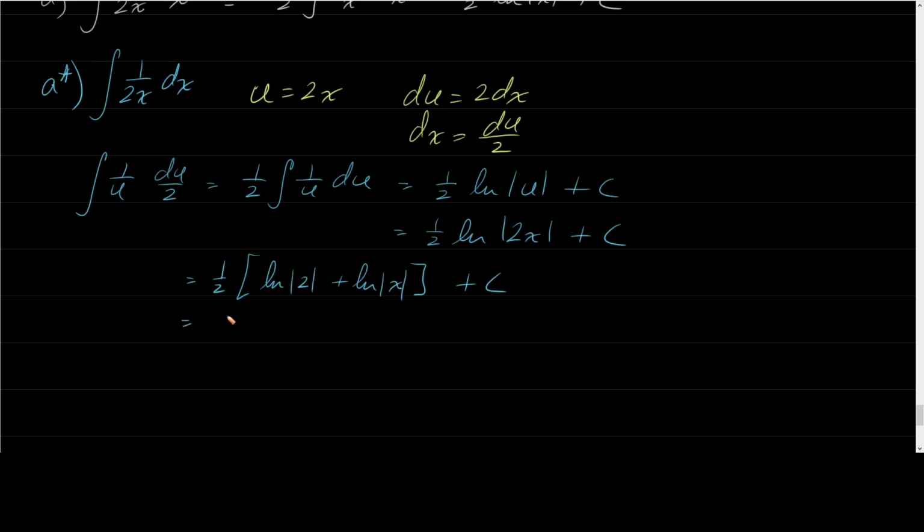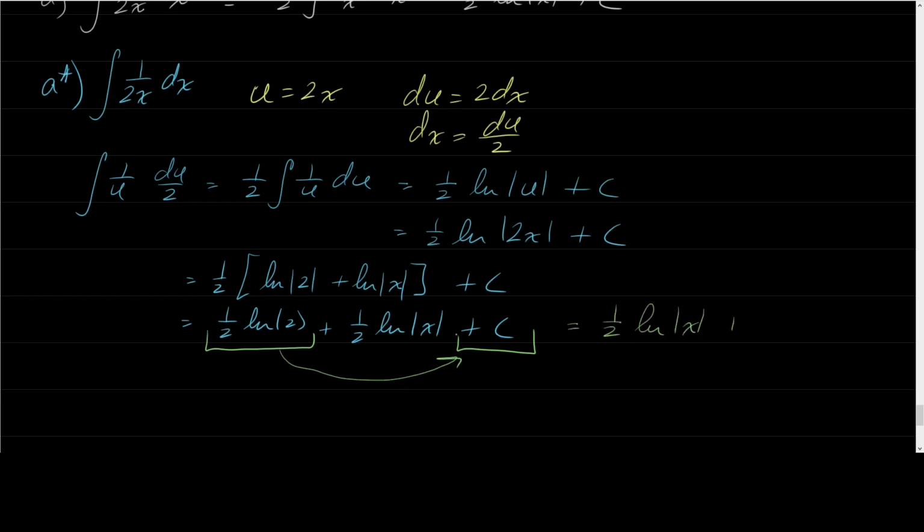At that point, this becomes 1/2 ln of 2 plus 1/2 ln of the absolute value of x plus c. But if I combine these two right here, ln of 2 times 1/2 is just some number. What number? Who cares? It's a real number. And over here, this constant is just some other number. So I can throw this into the constant, giving me the final answer: 1/2 ln of the absolute value of x plus some new constant. Call it c sub 1, or you can just call it c.